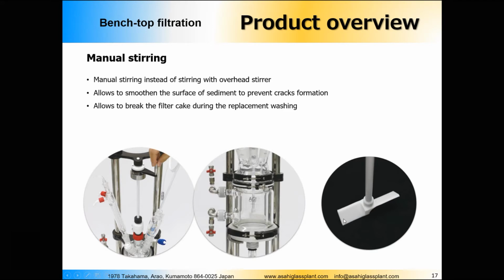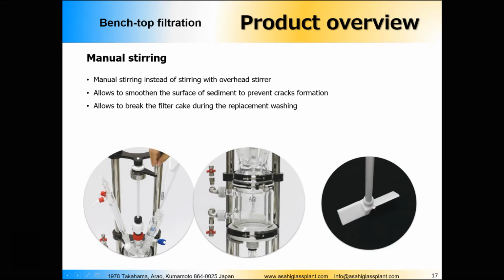So with this type of the stirring blades that has the diameter almost as big as the internal diameter of the vessel, you can easily smoothen the surface of the filter cake, and there will be no crack formation. I mean, well, there will be some crack formation, but you will smoothen them and fill them with sediment that is inside the filter. So you will have the efficient filtration.